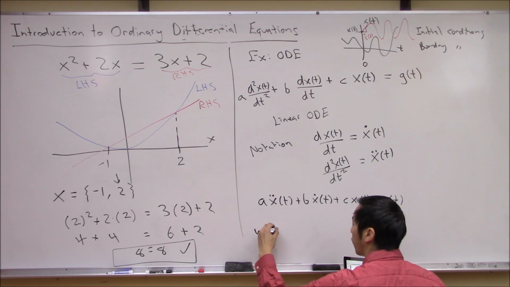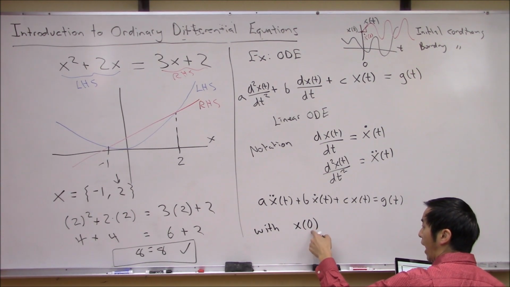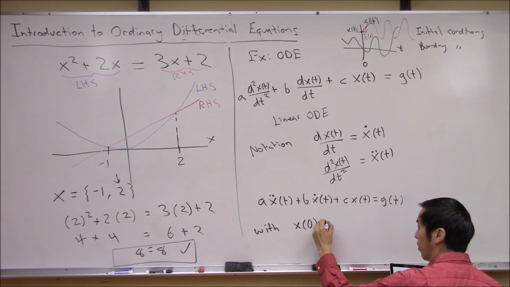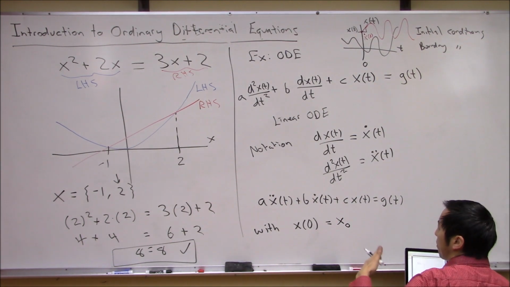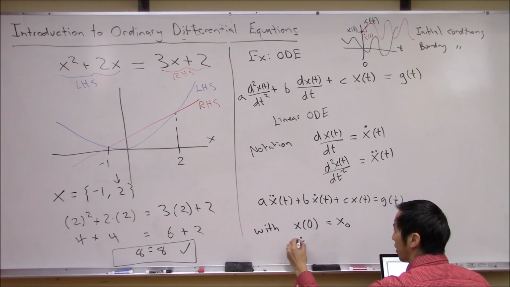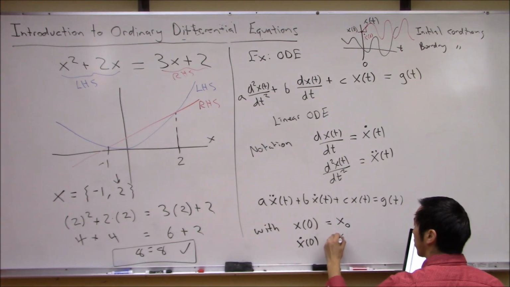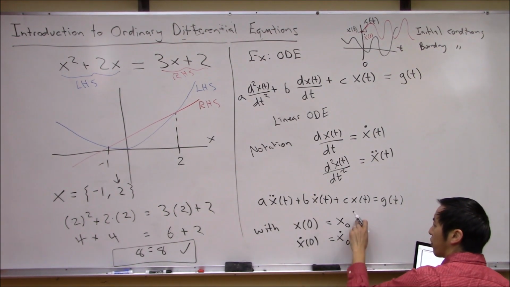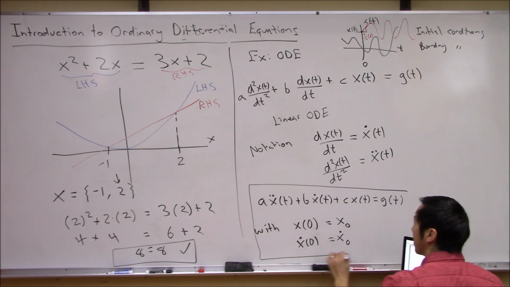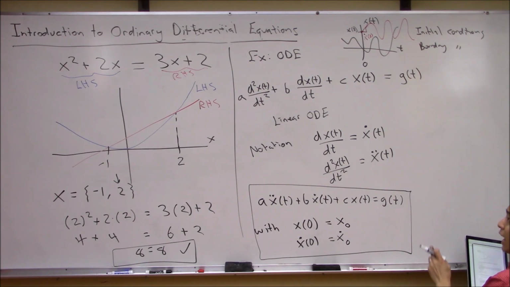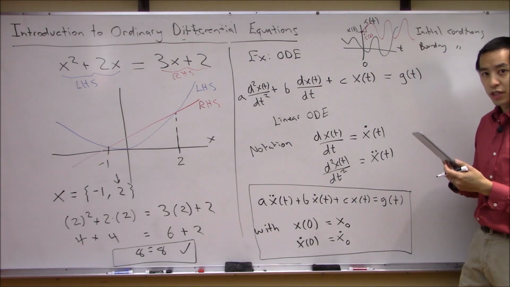A lot of times to fully specify the problem, we're going to say that the function you're looking for at some time, typically time 0, has to equal some value. This is your initial position, if you want to think about it, and then the x dot at time 0, the initial velocity or the initial slope of that function, has got to equal some other number. Usually these are given to you as initial conditions or boundary conditions of the problem. So overall, this is an example of a linear ordinary differential equation fully specified with 2 boundary conditions.